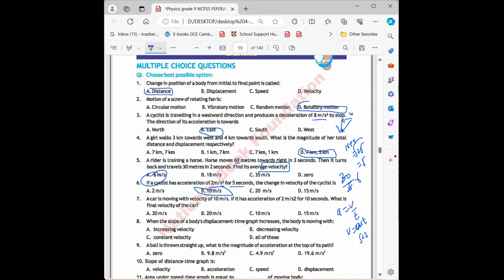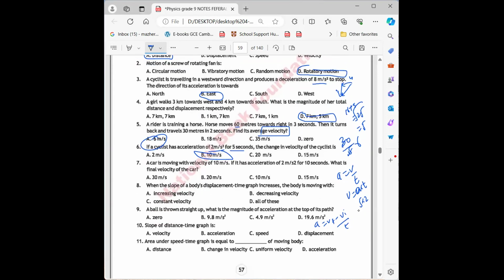Then a car is moving with a velocity of 10 meters per second. Acceleration is 2 in time 10 seconds. What is the final velocity? Again, a is equal to Vf minus Vi over time. So they have given the acceleration as 2. 2 into 10 is 20, which is equal to Vf minus initial velocity, which is 10 meters per second. It would add on the other side. So 20 plus 10 is 30 meters per second. 30 is option A.